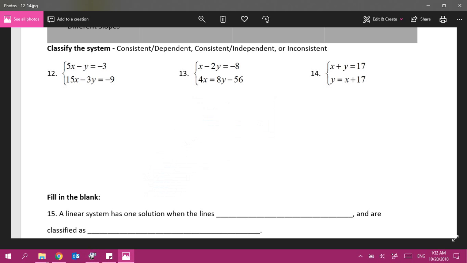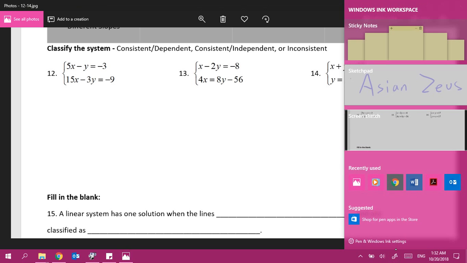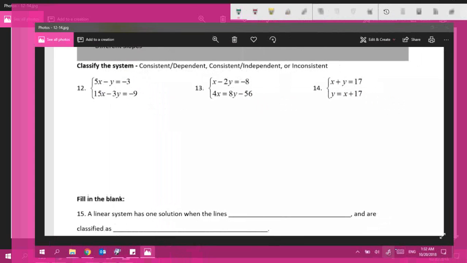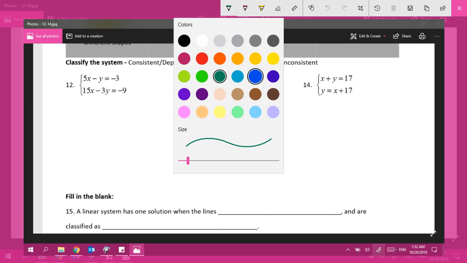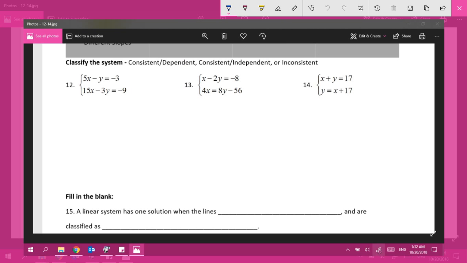All right, 12 through 14, we're classifying the system. That means you have three choices. You've got consistent dependent, consistent independent, or inconsistent. And you can use the chart above to help you out with these. So what you need to do is get every single equation into y equals mx plus b form. In other words, get the y by itself, so you can compare the slopes and compare the y-intercepts.